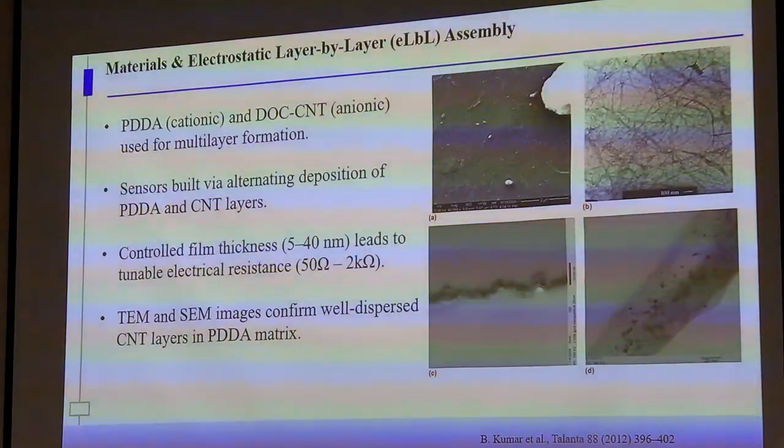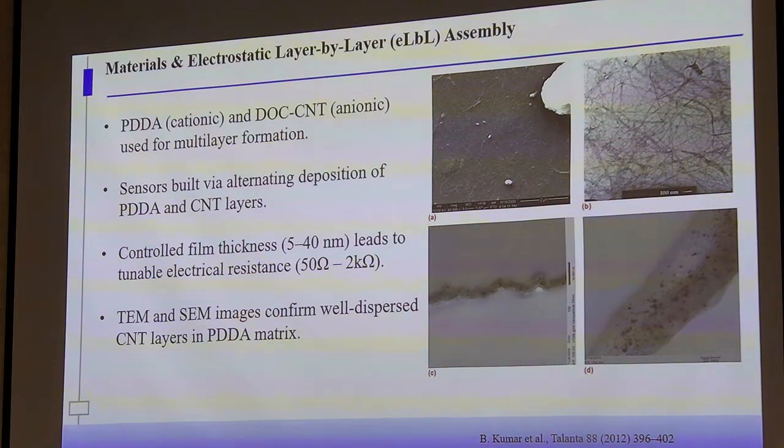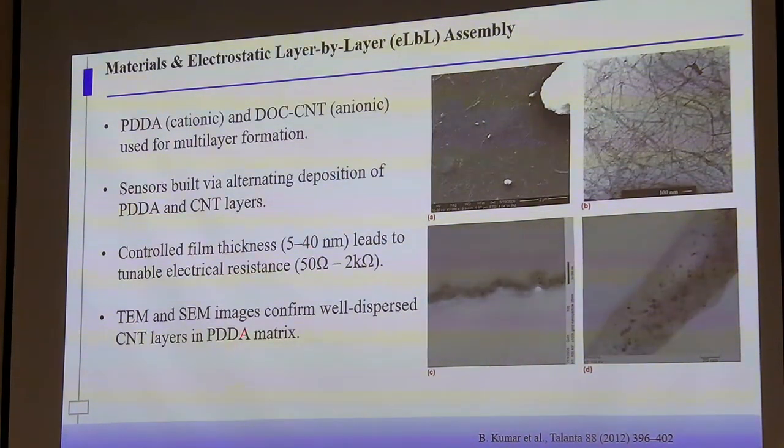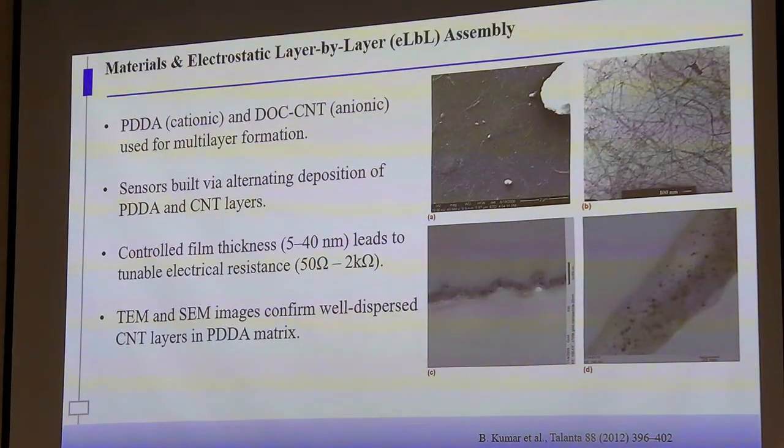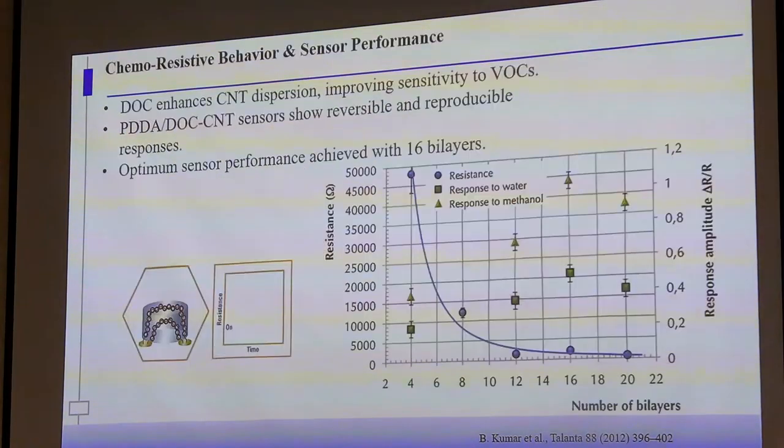Here is the TEM analysis for this sample. So it is a very thin film, and these black dots are showing you the conductive carbon nanotube clusters here. And then we check the electrical conductivity. It is around 50 ohm to 2 kilo ohm, and the thickness of the film is 5 to 40 nanometer. So you can precisely control the thickness of the sensor here.